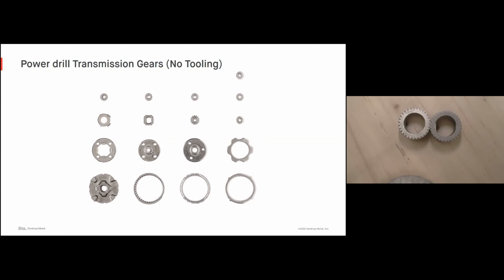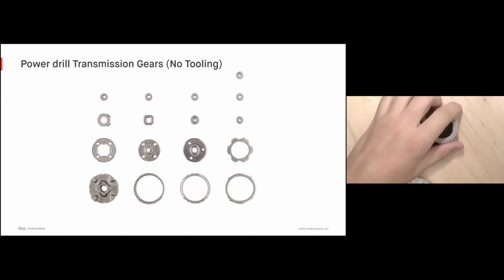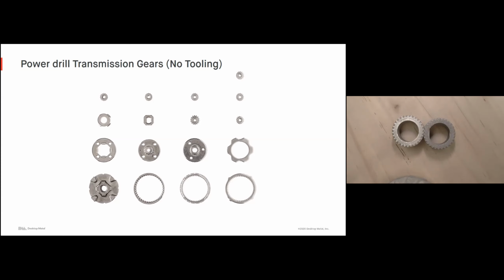This means if we want to make adjustments to our transmission, it's no problem. All we have to do is make some adjustments to our file, send it back to the printer, and in a couple of days, we're ready to test out that geometry. We can then move to even higher volumes and produce these parts to actually be end-use components.